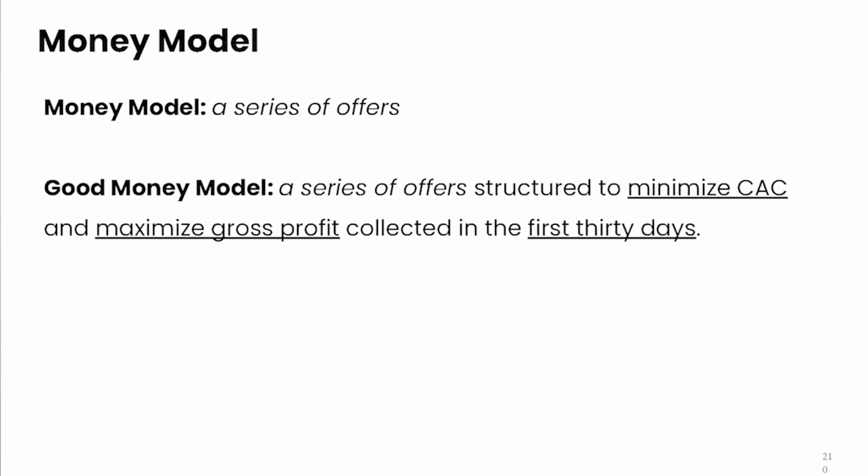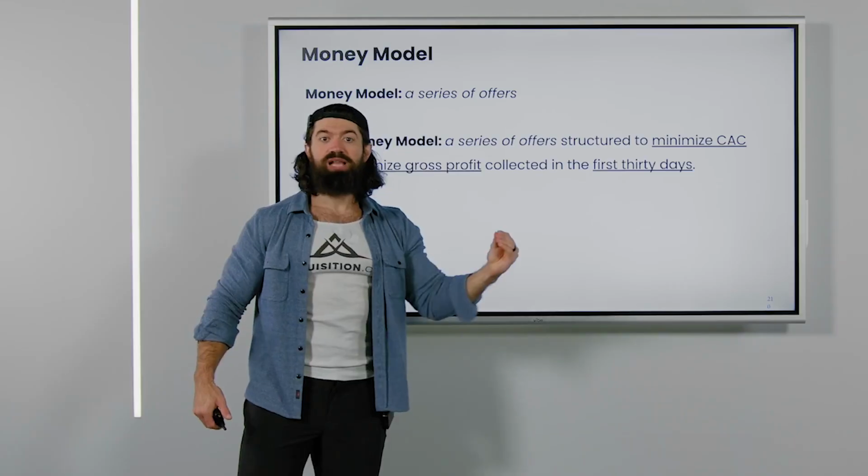A good money model, which is the objective of this book or this training, is a series of offers structured to minimize CAC, how much it costs to get a customer, maximize gross profit, how much they pay you, collected in the first 30 days, how fast they pay you. That's the point.